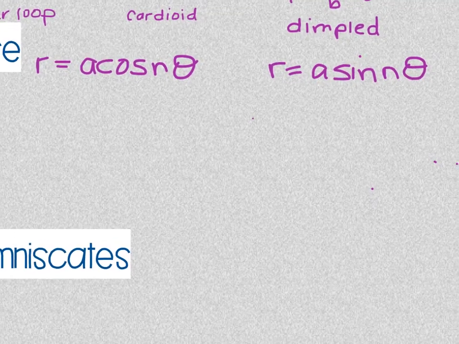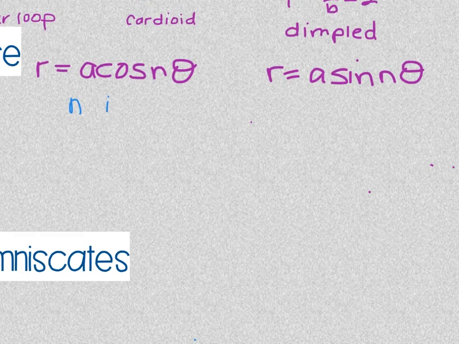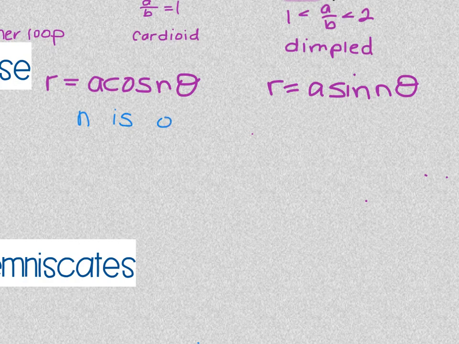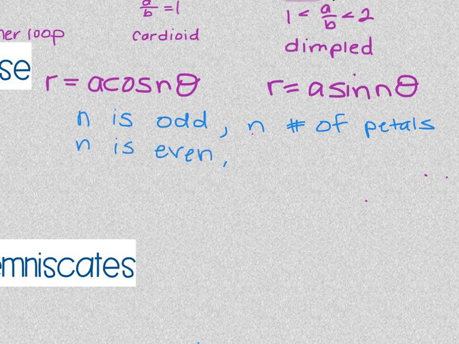If the n is odd, then it has n number of petals. If the n is even, then it has 2n number of petals. So you double it if it's even, you leave it if it's odd.